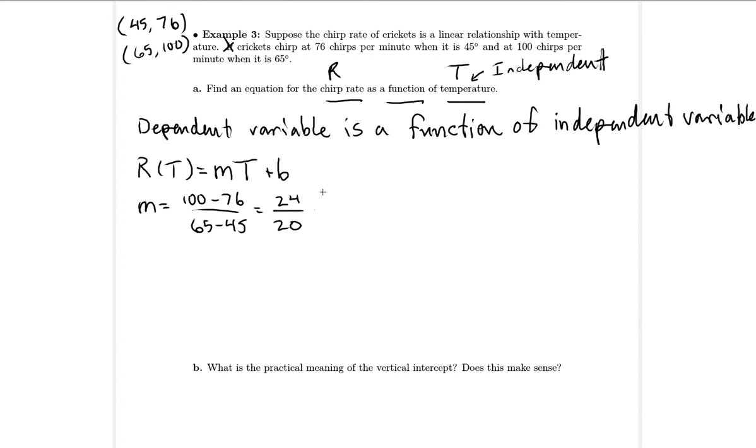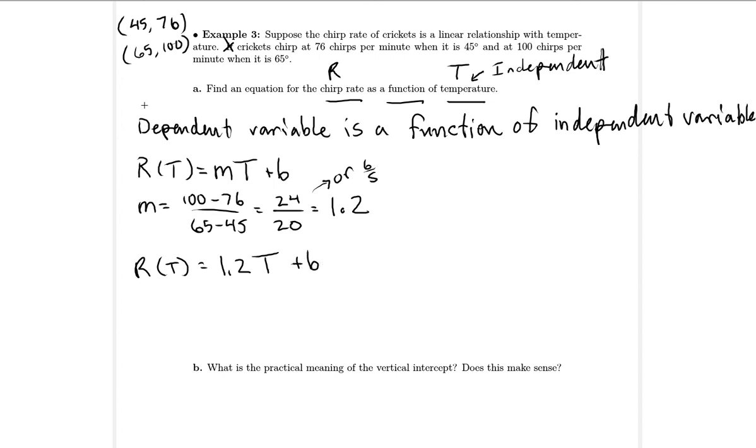If I put that in my calculator, it'll spit out 1.2. That'll be fine. If it didn't turn out to be nice, you might reduce the fraction, so you could also write 6/5. That would be okay too. So there's our slope. That means our function at this point looks like 1.2 times capital T plus B.